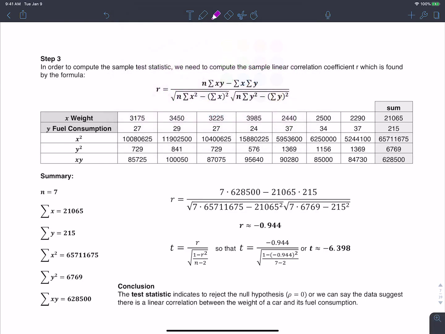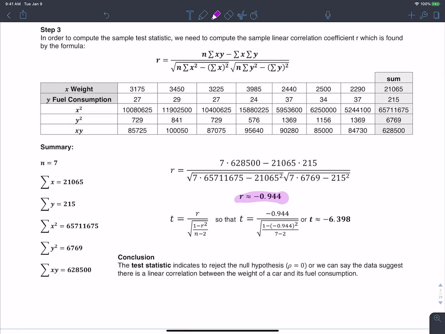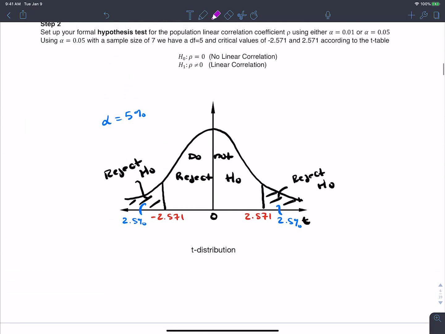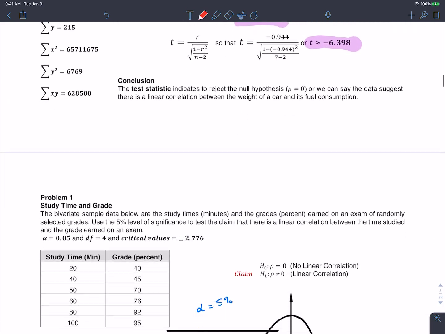Let's go back. Of R being about negative 0.944. We punched this in our test statistic, and we got a value of negative 6.398. And in relation to our decision rule, back up here, it looks like that particular value of negative 6 was out here. So they wanted us to reject the null. If we reject the null in that case, we find that there is a linear correlation. So this is kind of a review of what we did last time. So all those notes are online with this particular example.